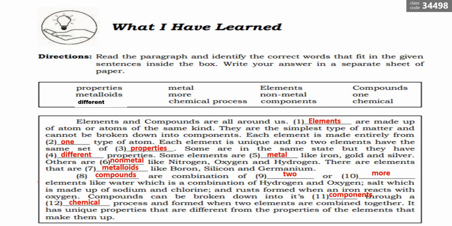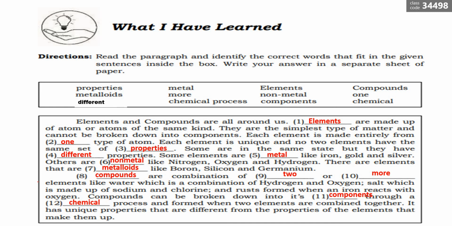Elements and compounds are all around us. Elements are made up of an atom or atoms of the same kind. They are the simplest type of matter that cannot be broken down into components. Each element is made entirely from one type of atom. Each element is unique, and no two elements have the same set of properties. Some are in the same state, but they have different properties.